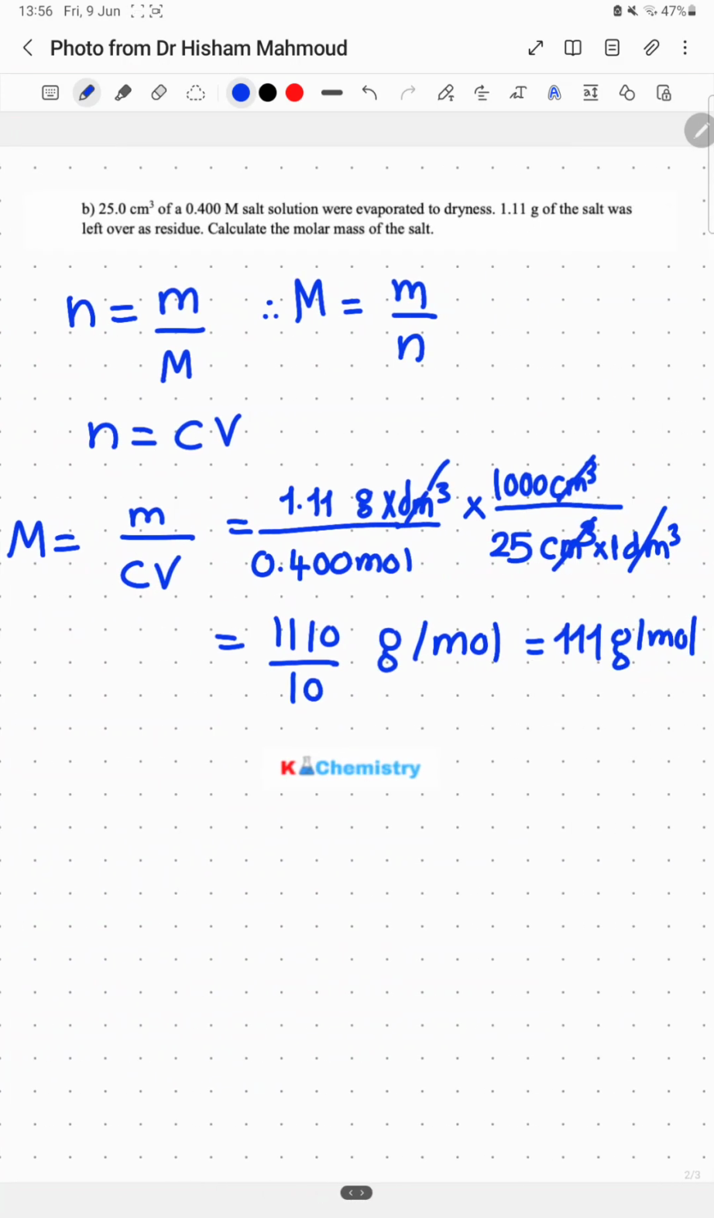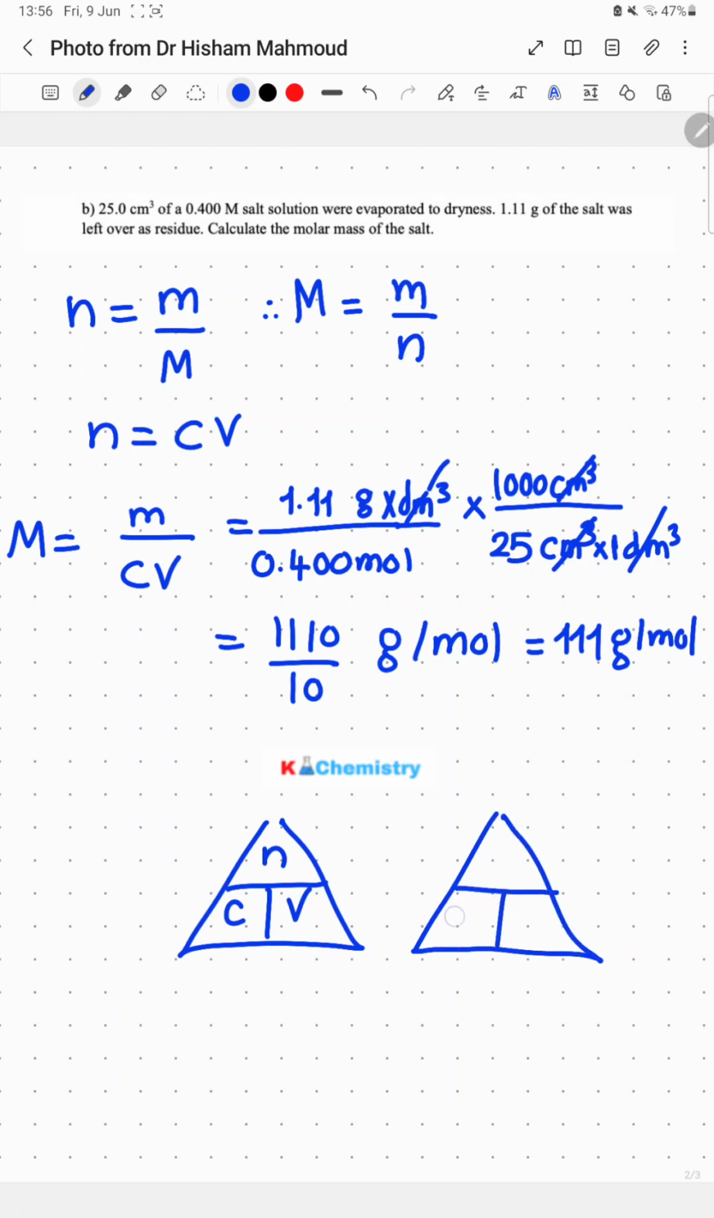The second question has the same idea, but this time I want the molar mass. So we'll use the two triangles again. The triangle of the concentration is equal to number of moles over volume, and the triangle of the number of moles is equal to mass over molar mass. I want to find the molar mass. Molar mass is equal to mass over number of moles. And number of moles, this one I can remove and put C V over it. So molar mass is equal to mass over N, and I can remove this N and put C V. So the molar mass is equal to mass over C V.